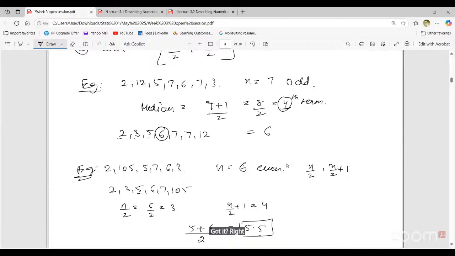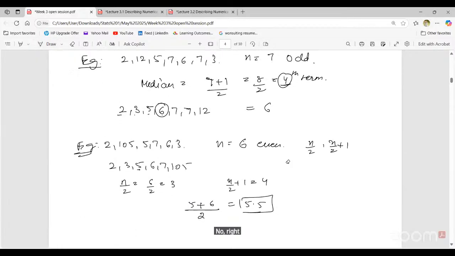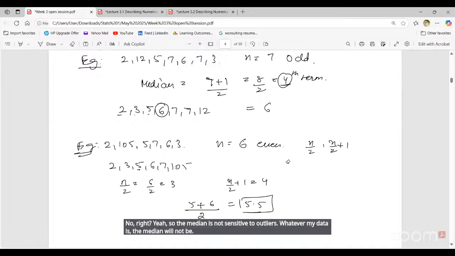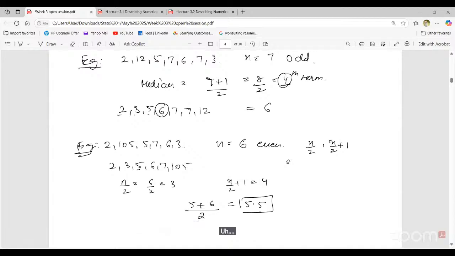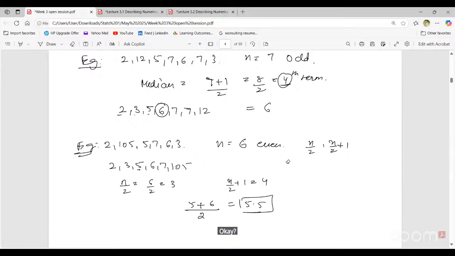We divide the whole data into upper and lower, meaning two parts. Okay. Now one thing: is median sensitive to outliers? No. Because of 105, the median is not sensitive to outliers. Whatever my data is, the median will not be affected by the outliers, but the mean will be affected by the outliers. Median is more accurate.